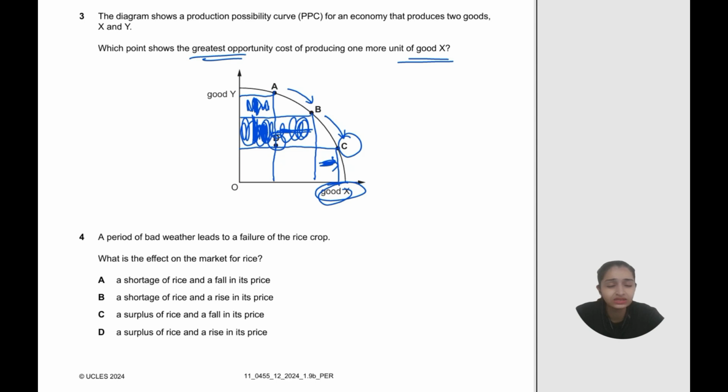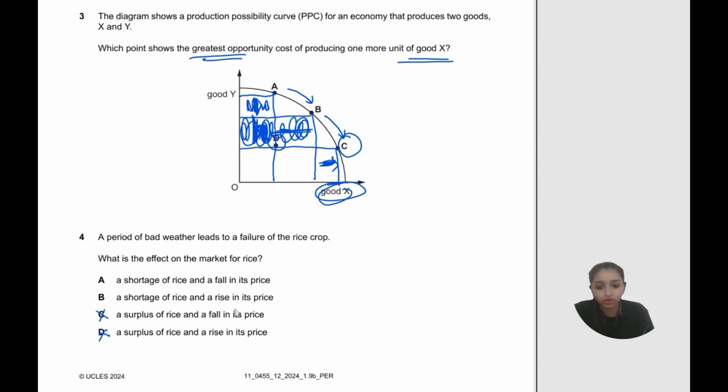Now I can clearly understand as soon as I read the question that there is a failure of a rice crop, which means there's going to be an impact on the supply. Now, supply is going to be reduced. Let's talk about this. What is the effect on the market for rice? We know that whenever the crop fails, there is not going to be a surplus, right? There is always going to be a shortage. So point C and point D are out of the question.